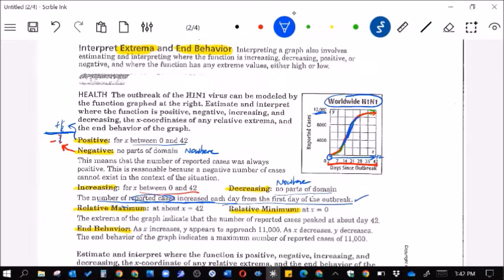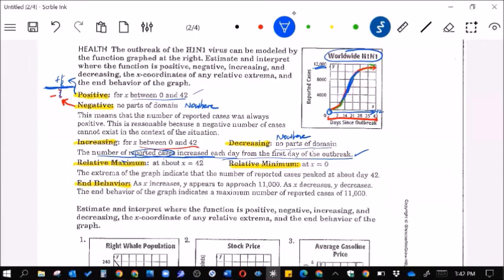Go back to the others like positive and negative, we would say it's always positive because the interpretation that you have 0 to 42 is it's not possible to have a negative number of cases. You can't go below 0 and have, instead of having people with the disease or no one with the disease, you can't go to negative people with the disease. So it makes sense that the explanation for positive would be just that there were people who had the disease, so there's always a positive amount.